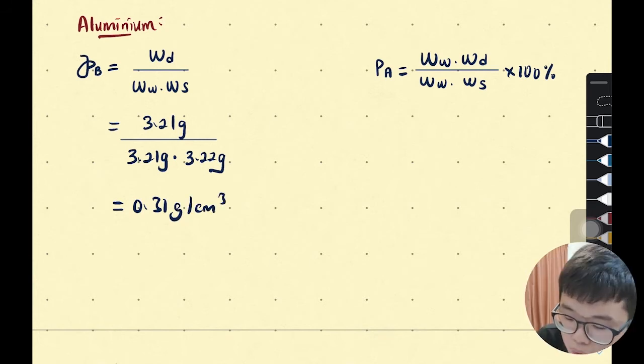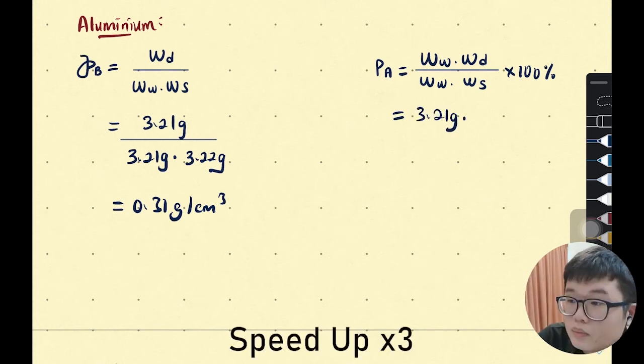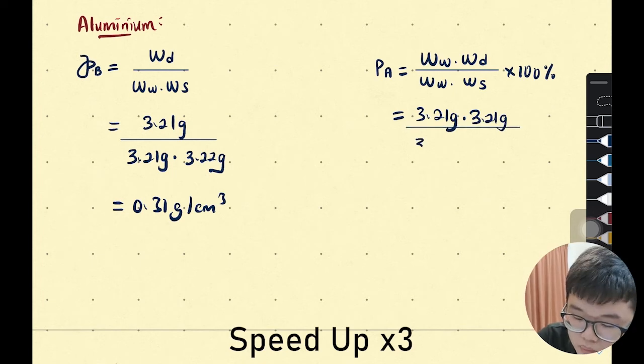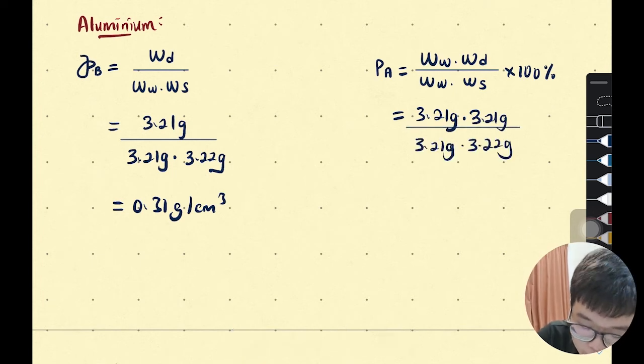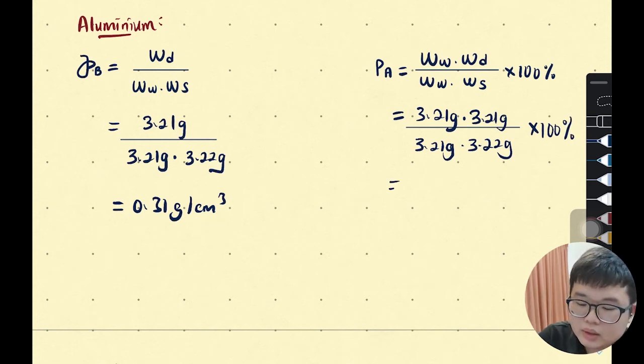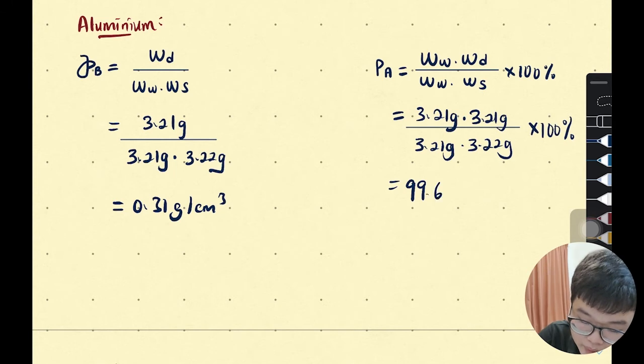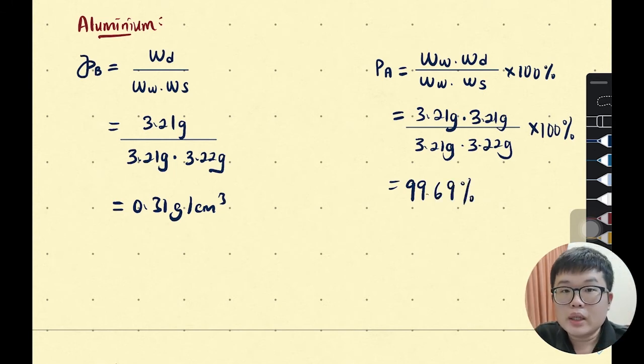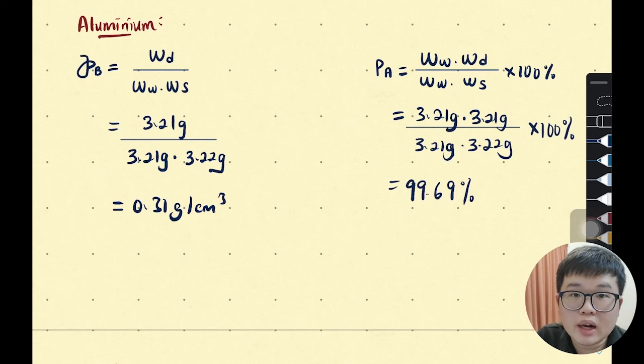As well as the porosity, you just need to substitute the values again into this formula, and times with 100%. So the final answer for this porosity is going to be 99.69%. Now it's pretty simple. So we just apply this method to calculate for the other specimens. Now I'm showing the answer we get from the calculation for the other specimens.